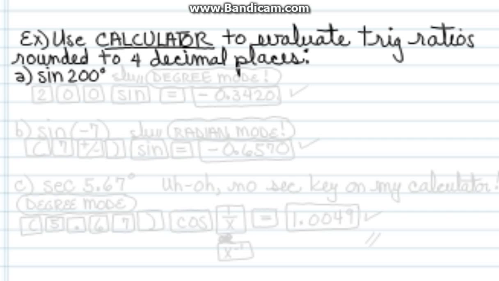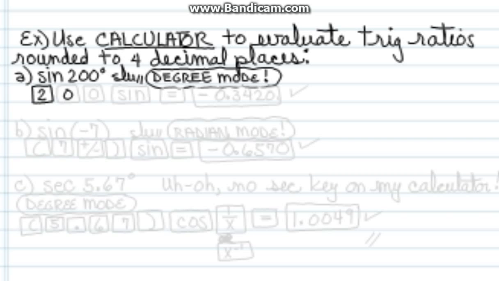Let's use our calculators to evaluate the trig ratios rounded to 4 decimal places. Part A, we're going to evaluate the sine of 200 degrees. So solution, the first thing you want to recognize is you want your calculator in degree mode, not radian mode. Make sure it's in degree mode.